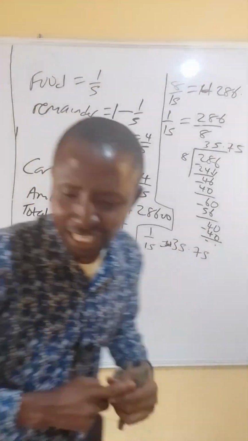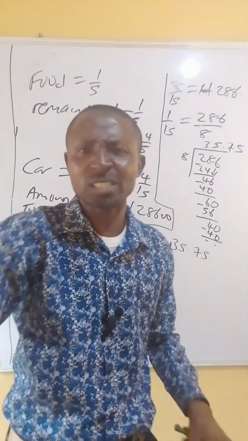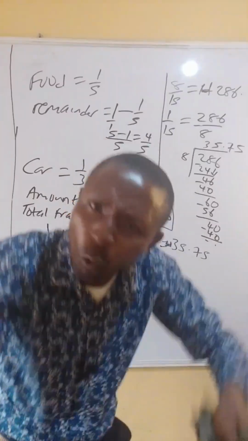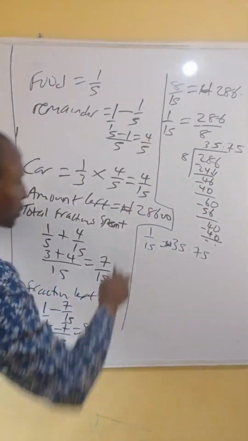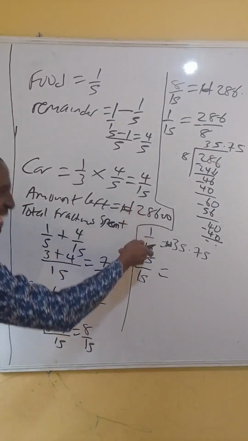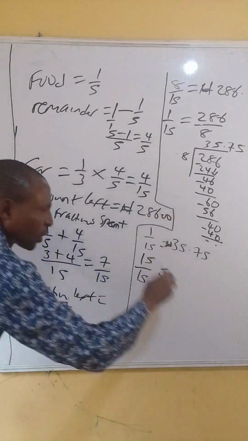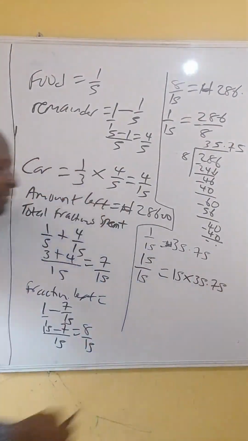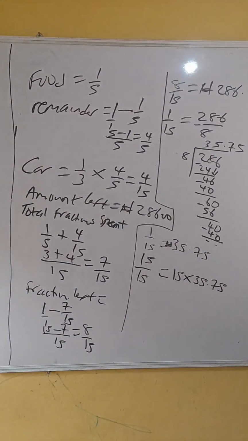Now, what is the total income? That was the question. How much was the man's income? That is the total. The total should be the whole fraction. What is the whole fraction? 15 over 15. If 1 out of 15 is this, 15 over 15 should give me what? 15 times 35.75.